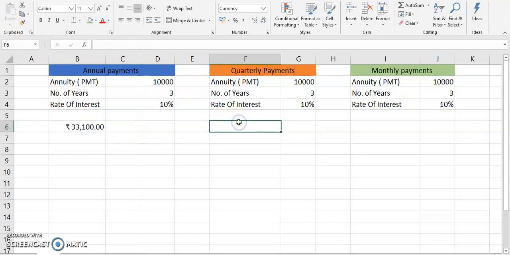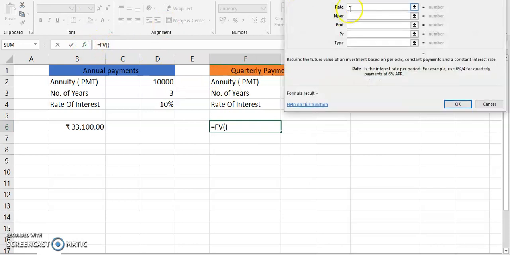Now take another scenario where the payments are made quarterly. Quarterly means that after every 3 months you pay 10,000 rupees for 3 years. So in a single year, how many payments? 4 payments. After every 3 months you are making 10,000 payments. Equals to FV, insert function, rate.